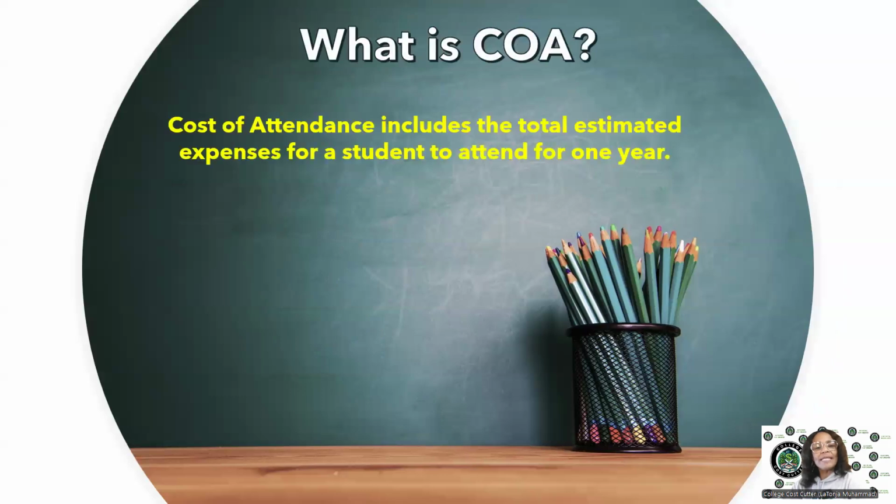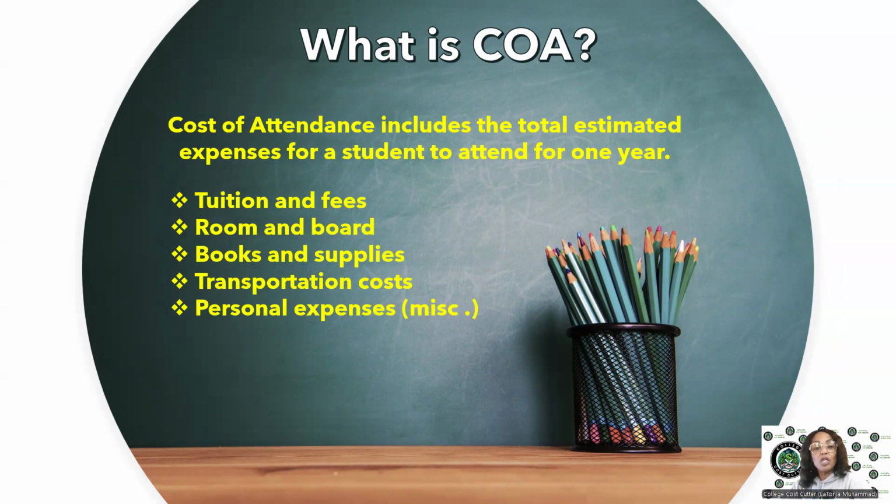So, cost of attendance includes the total estimated expenses for a student to attend a college for 1 year. Each college has their own cost of attendance. It can include tuition and fees, room and board, books and supplies, transportation costs, and personal expenses, and it may show up as miscellaneous as a line item.